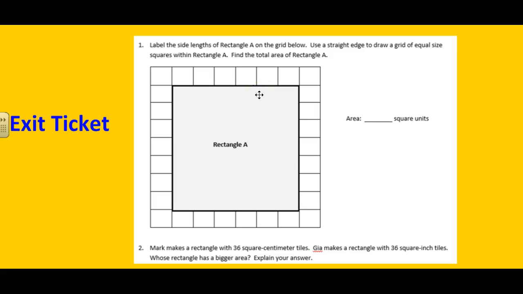Okay, I want you to go ahead and complete the exit slip. There is a number 1 and there is a number 2. Make sure you're answering all parts of the question before you bring it to me.